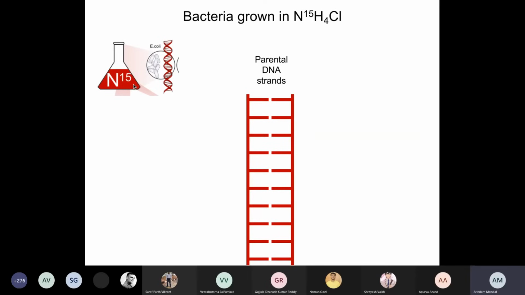Okay, and here they have used N15 containing ammonium chloride. So they have inoculated the bacteria into this N15 containing ammonium chloride media. They have let the bacteria grow. Now usually the replication time or the generation time for bacteria is about 20 minutes.